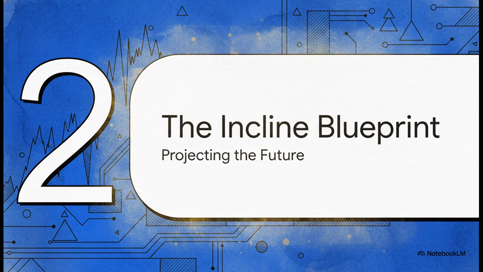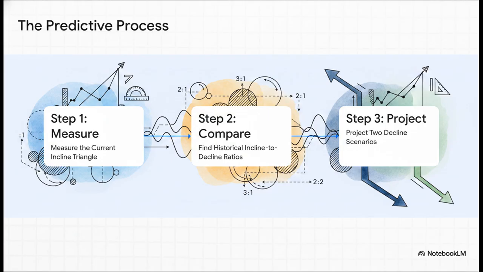Okay, so we can measure what already happened. Big deal, right? But here's where it gets really powerful. This triangle isn't just a description of the past. The research suggests it can actually work like a blueprint for what's about to happen next. Let's see how that works. So the process itself is surprisingly simple. First, you measure the inclined triangle for the bubble that's happening right now. Second, you go back and look at other historical bubbles and figure out the ratios between the run-up and their eventual crash. And finally, you take those historical ratios and apply them to the current triangle to project a couple of possible crash scenarios.